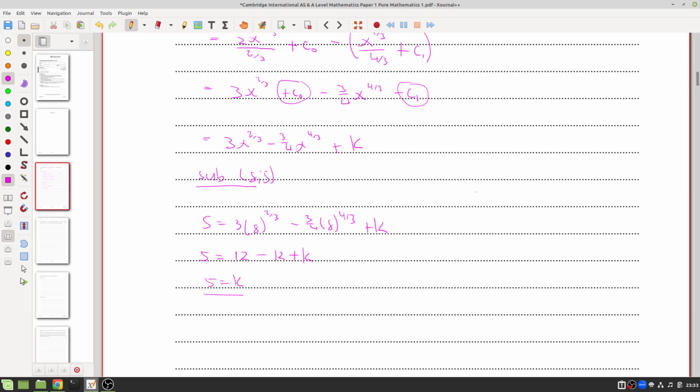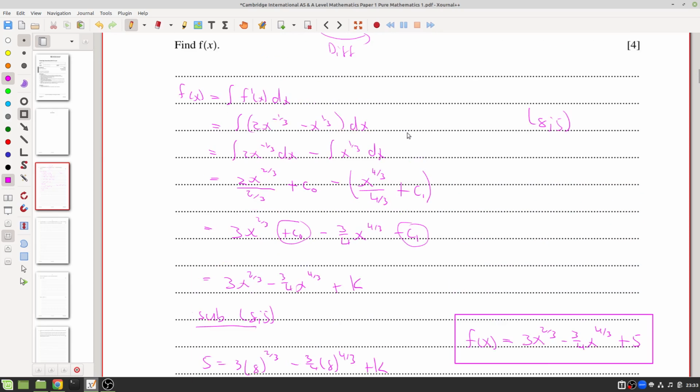Now for our final answer, we have to put all of that together. So our function f of x equals 3x to the power 2/3 minus 3/4 x to the power 4/3 plus our constant, and our constant is 5. So that is our final answer.